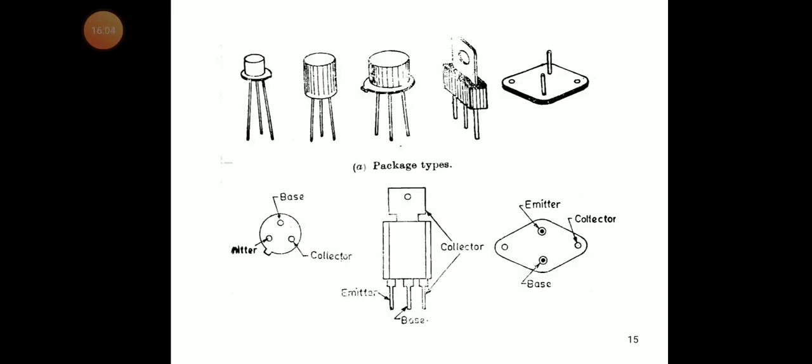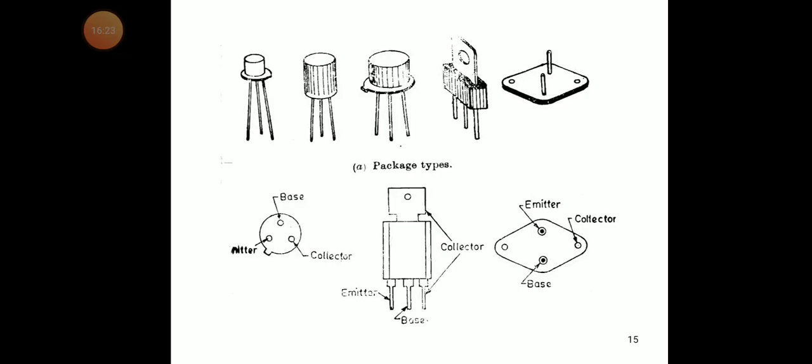These are the different package types we have for the transistor. Generally a three-terminal transistor is used. You can see we have the three terminals. To identify the emitter, there is a notch.